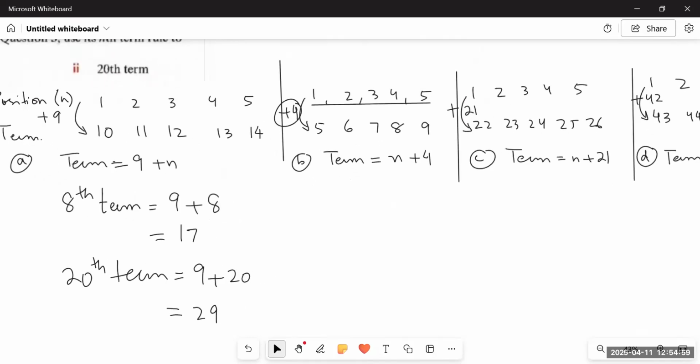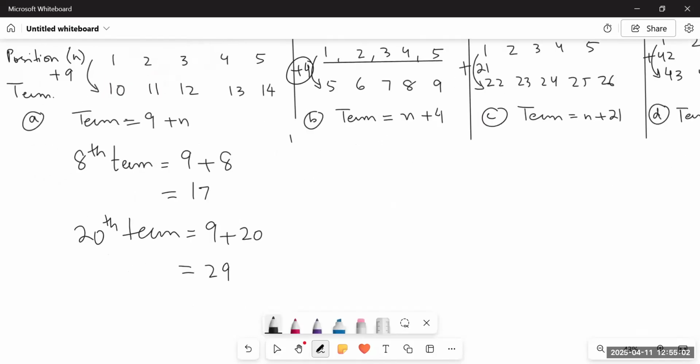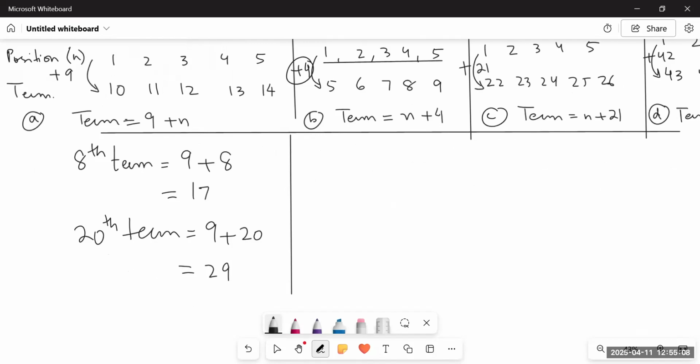And we have to do the same for the others. That is, the 8th term is equal to 8 plus 4, which is 12. The 20th term is equal to 20 plus 4, which is 24. Right? How easy it is. You just have to focus on what pattern is followed and apply that. That's all.